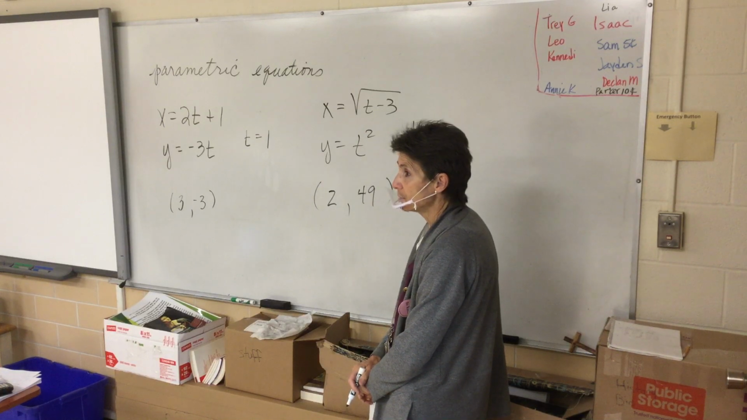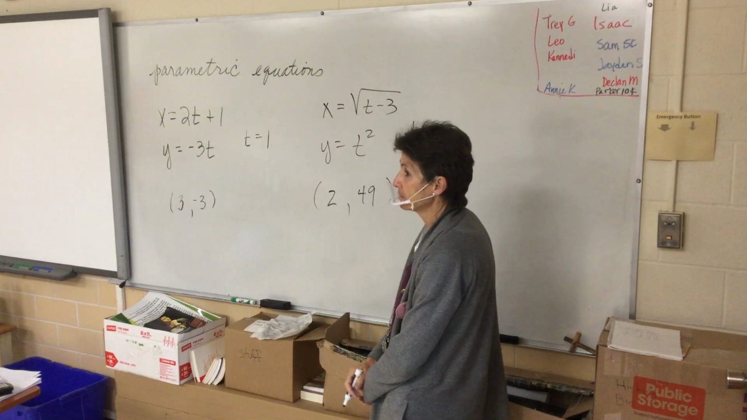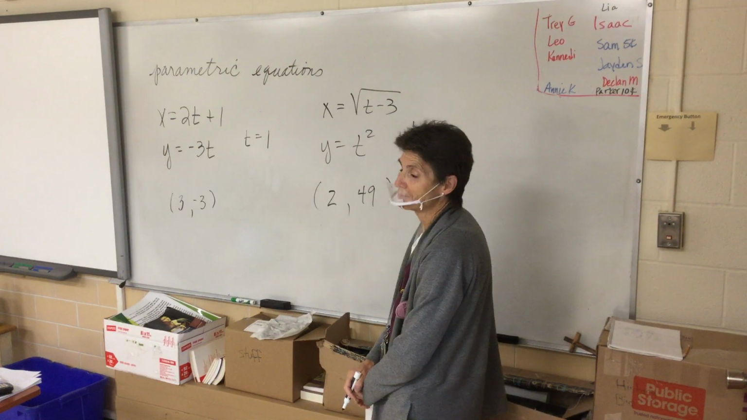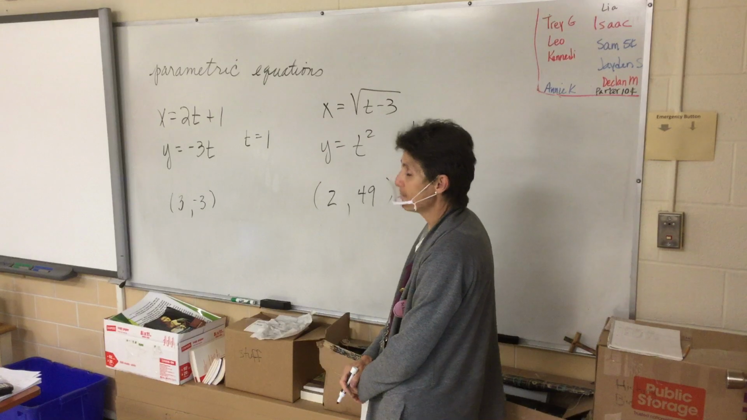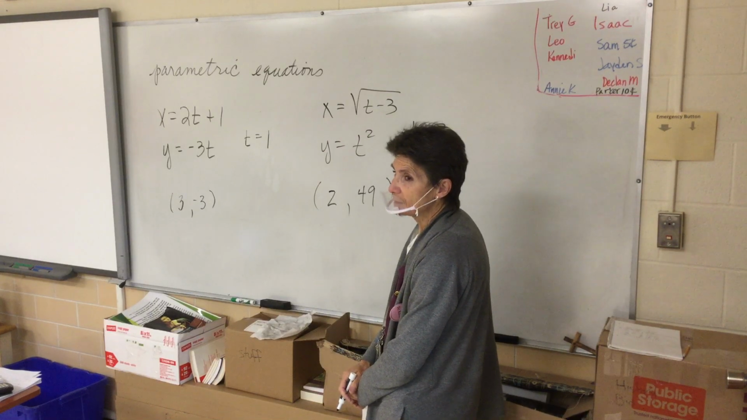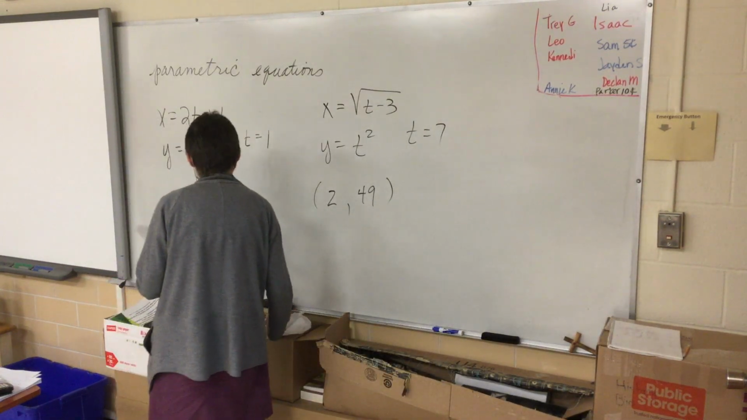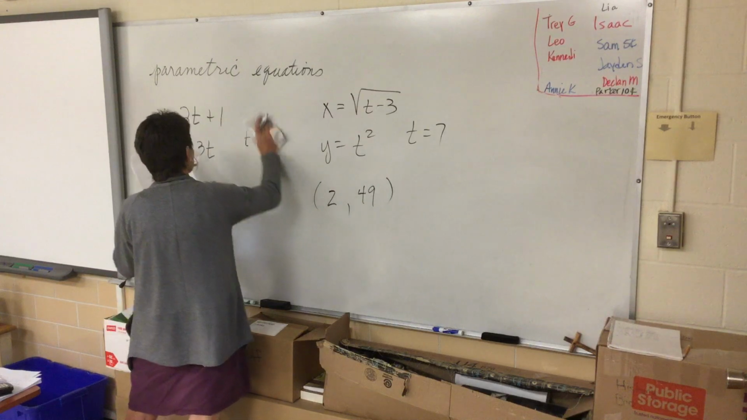Wait, how'd you get 2 from x? What's 7 minus 3? One step at a time. Okay. All right.